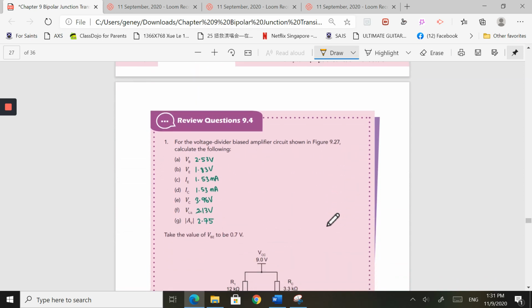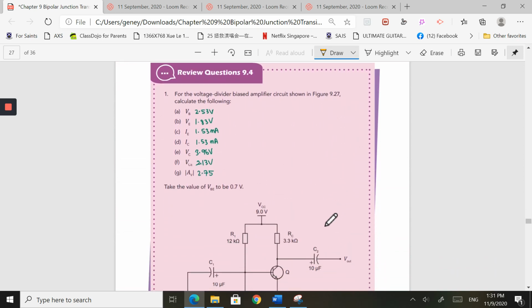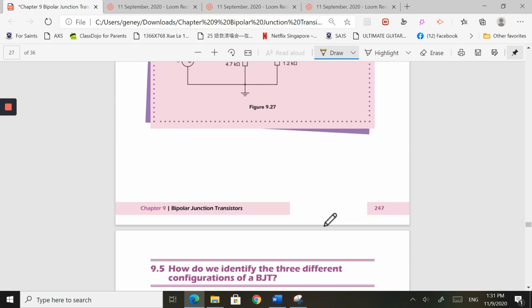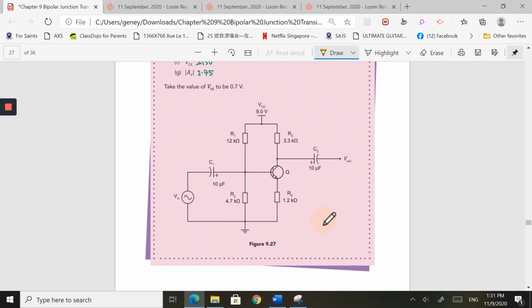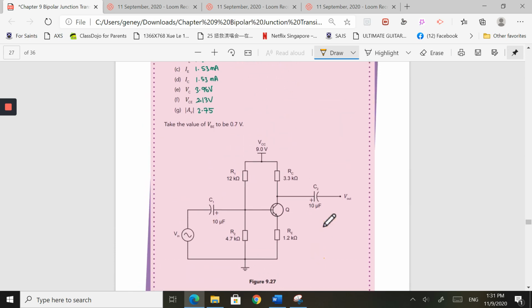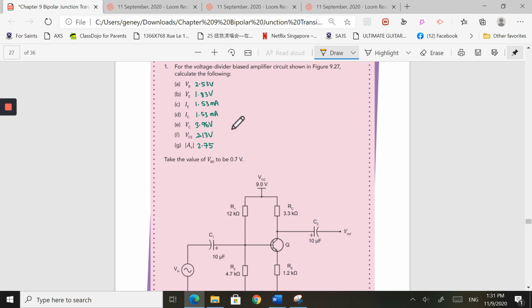Now, I want you to go and try out review question 9.4 on page 247. I've already included the answers for you to check. So pause the video here, do this, and check your answers. The next time that we meet in the video, I'm going to teach you how to identify different parts of a current voltage graph of a BJT. So do this, and I'll see you next video.